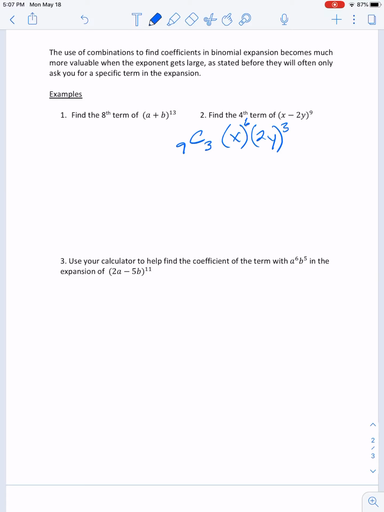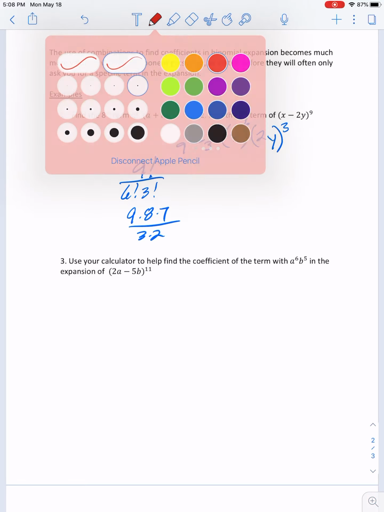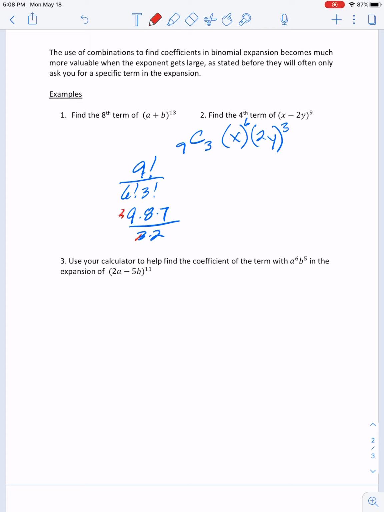So 9 choose 3 is a little easier than the last one we did. So 9 factorial over 6 factorial, 3 factorial. That would be 9 times 8 times 7 over 3 times 2. Again, we may have done this one earlier. 3 goes into 9 3 times. 2 goes into 8 4 times. So we have 12 times 7, we have 84.